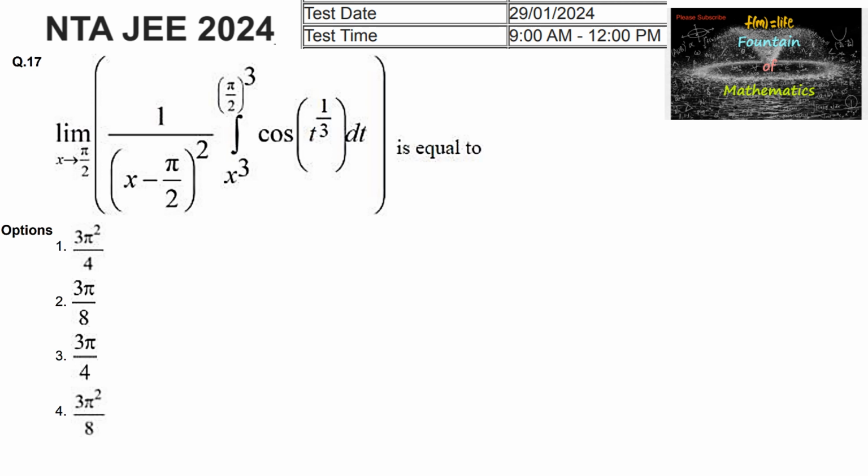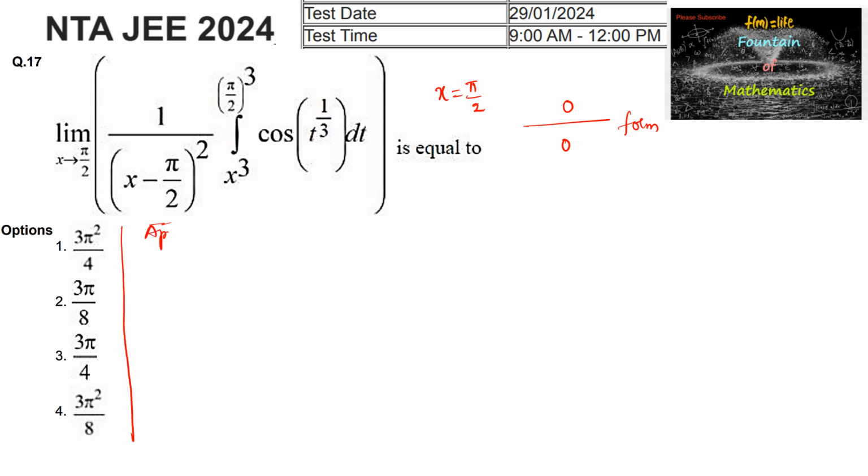Limit x tends to pi by 2, 1 upon (x minus pi by 2) whole square into the integral from x power 3 to (pi by 2) whole power 3 of cos of t to the power 1 by 3 dt is equal to. So let us substitute x is equal to pi by 2. We can see that the denominator, pi by 2 minus pi by 2, is 0, and the numerator, the integral from (pi by 2) whole power 3 to (pi by 2) whole power 3, the same limits, gives 0. So it is in the form of 0 by 0. So we can apply L'Hospital rule.